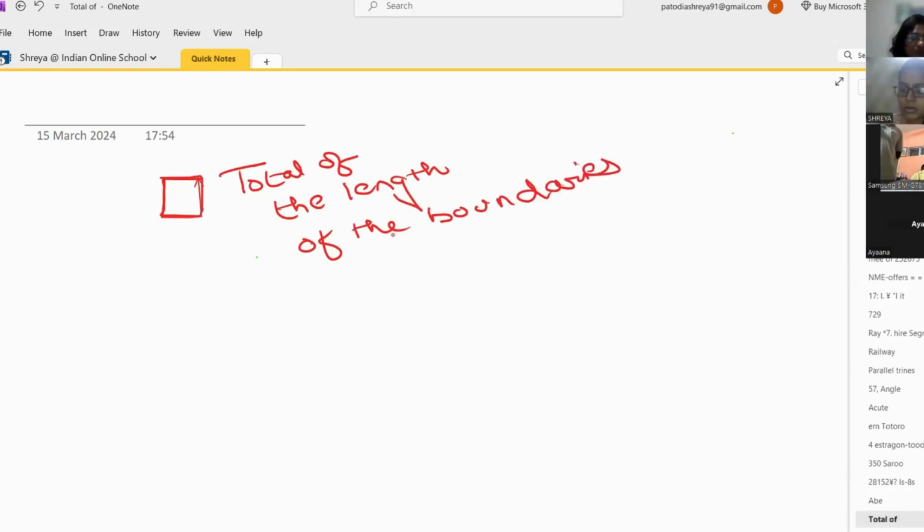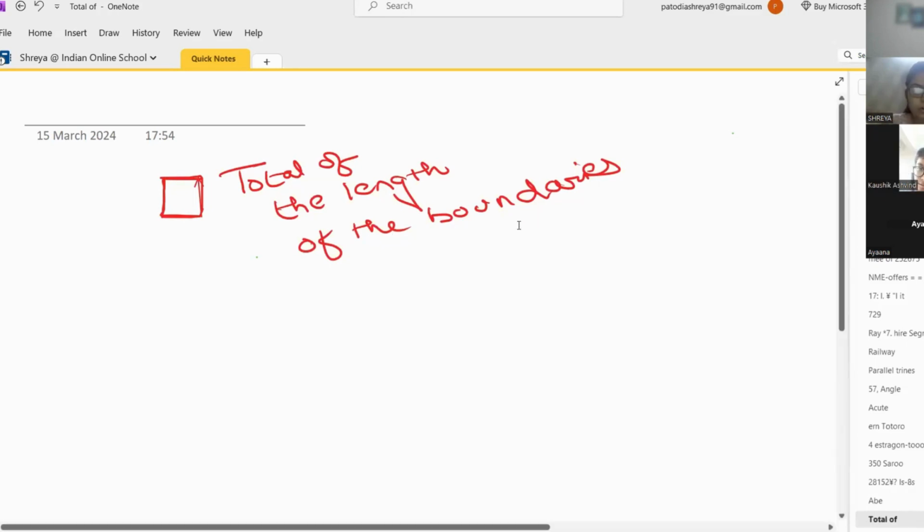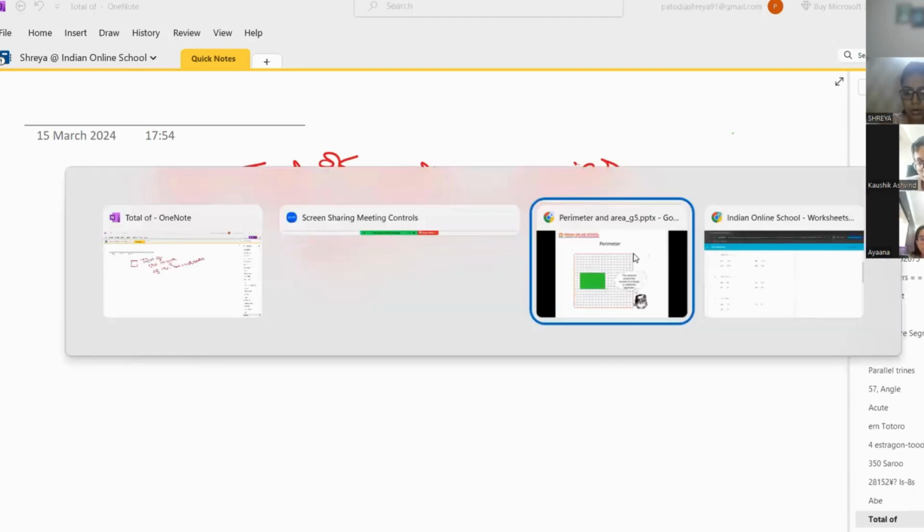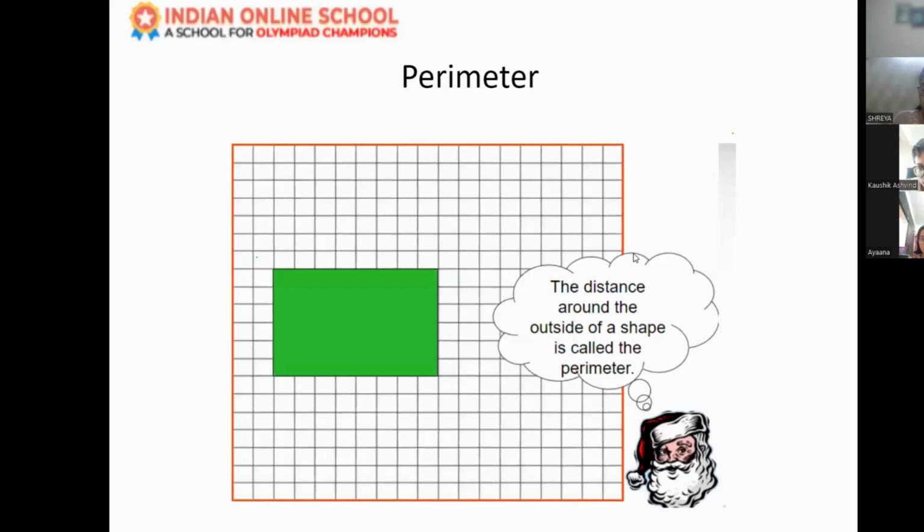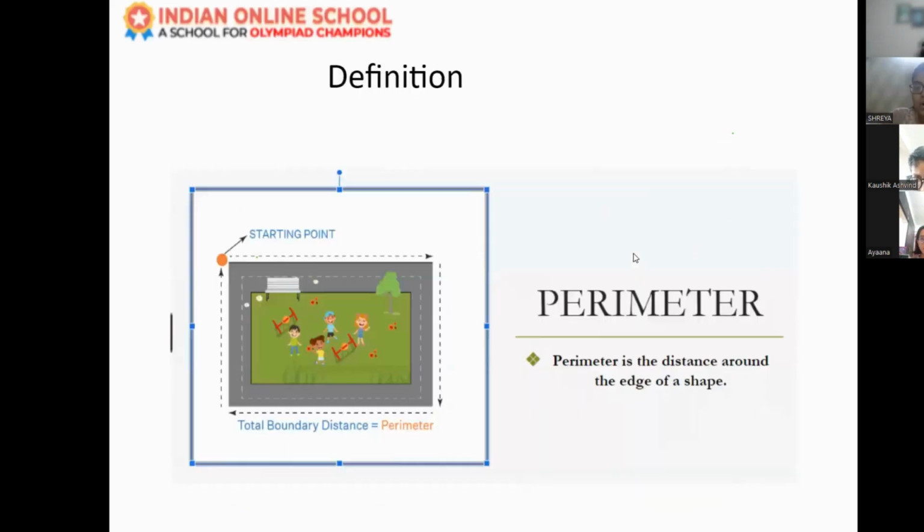Okay, all of you? In simple terms, you can say that it's the outside thing. When you're asked to calculate perimeter, you look at the outer edges. Exactly. Good. So basically, you need to just calculate the outer edges or the outer boundaries. So this is perimeter.